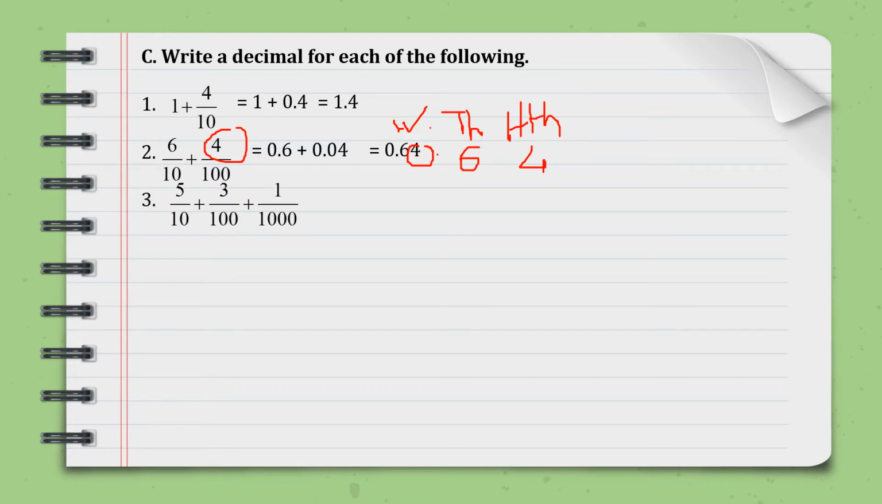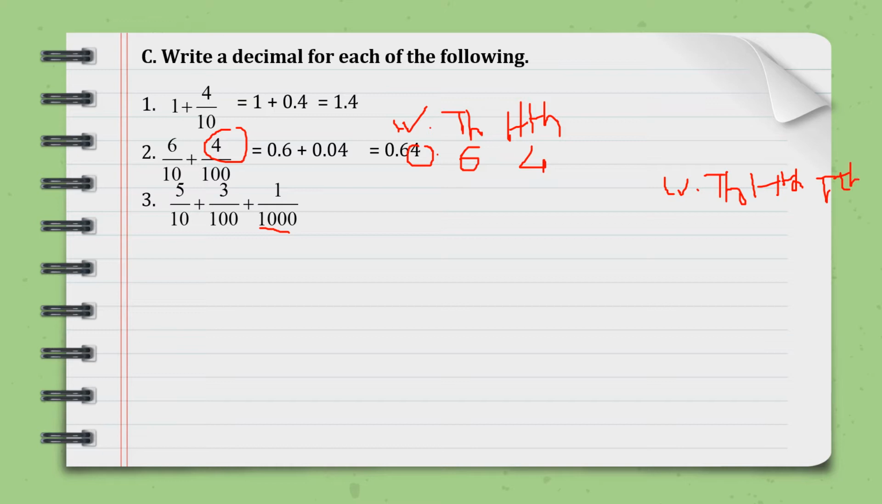Okay. Now the next example is 5 by 10, 3 by 100 and 1 by 1000. If we write down a chart again, whole number, decimal point, see here the last denominator is 1000. So we have to write down the place value chart till thousandths: tenths, then hundredths, and then thousandths.